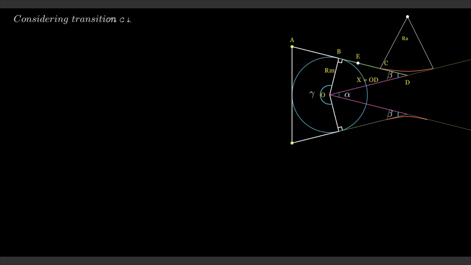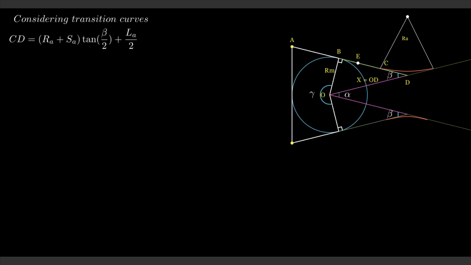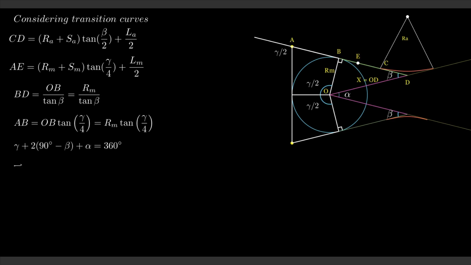Now that our geometry is updated, the tangent length CD is calculated using modified equations for the combined curve, where the variables are as given, and the same is for the AE. Using basic geometric relations, we can derive BD, AB and gamma as well, which are as follows.